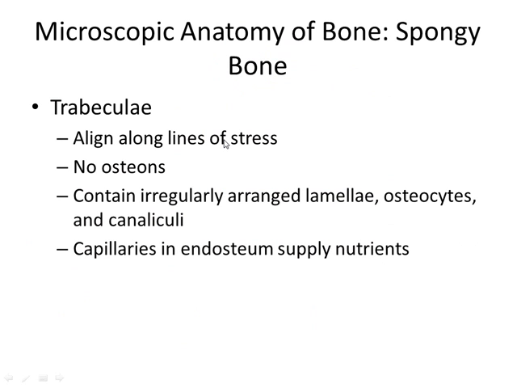Now, that was compact bone. In spongy bone, remember, you've got those T-shaped trabeculae. And they tend to align along lines of stress. There's no osteons. These T's are irregularly arranged. And they're full of capillaries. If you look at a bone, let's take, for example, the femur.